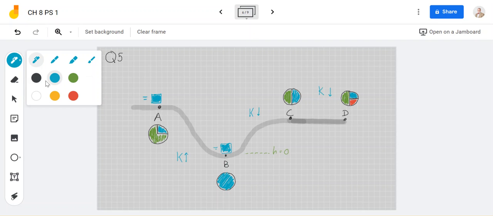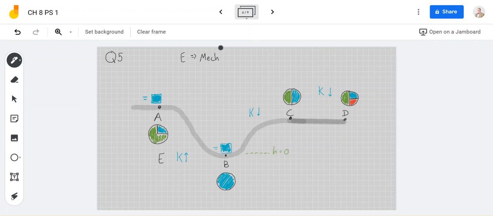What about the total mechanical energy? Well, here, first of all, we're going to use E to be the mechanical energy. And the mechanical energy consists of gravitational potential, kinetic, and elastic potential. And so here, E is constant. Here, E is constant.